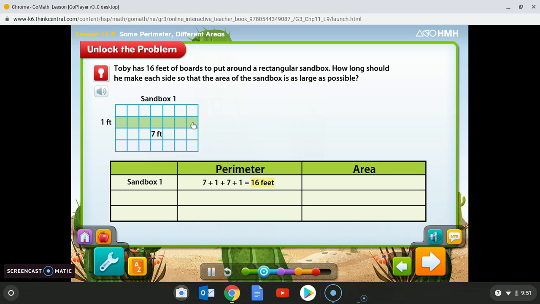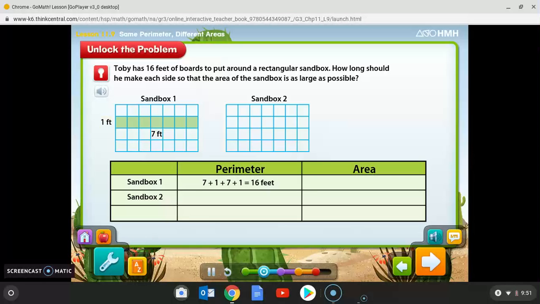And finally, if I have a sandbox that is 1 foot wide and 7 feet long, then I'm going to get a perimeter of 16. Do you see how I'm just using addition? 1 and 7 is 8, 1 and 7 is 8, 8 plus 8 is 16.